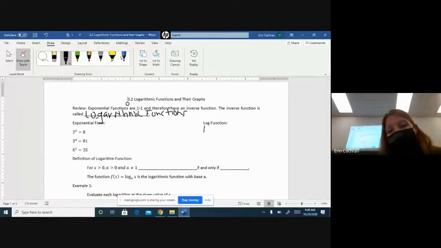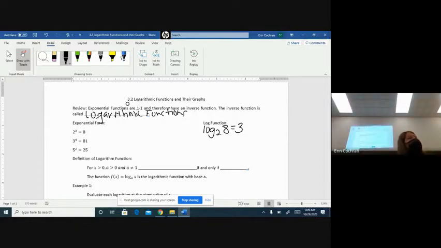All right, log base 2, right? Because when we look at 2 to the 3rd power, what's my base? Isn't 2 my base? So my base is going to be 2. Okay. Log base 2 of 8 equals what? 3.